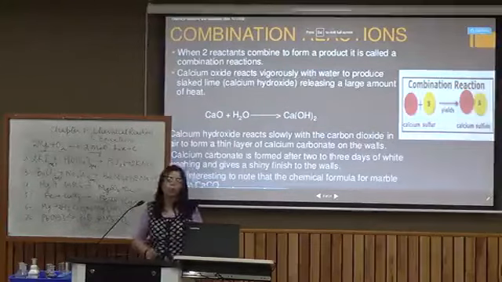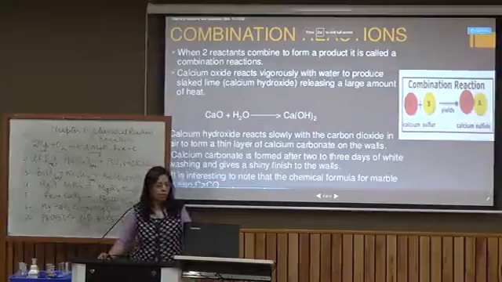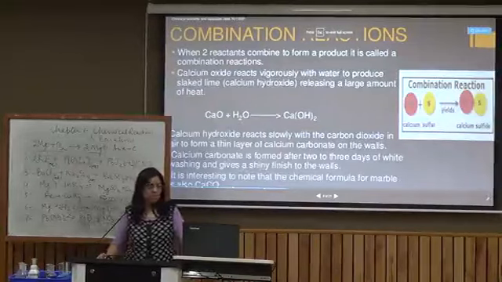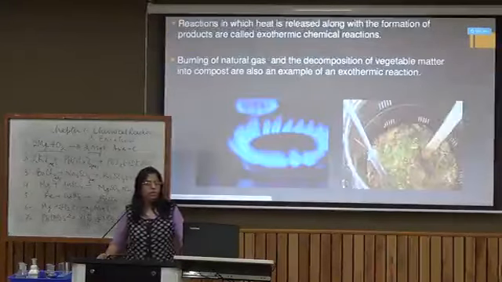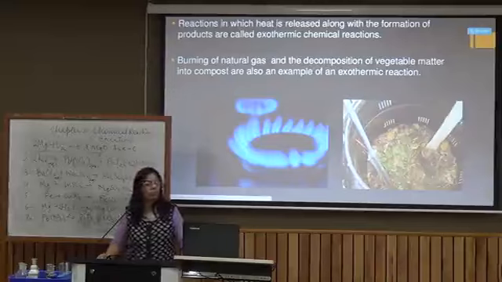Combination reactions, where 2 or more than 2 reactants combine to form a single product, like calcium oxide. In the slaking of lime, the quick lime, that is calcium oxide, when treated with water gives slaked lime. The process is known as slaking of lime. The product is slaked lime, and this reaction is accompanied by evolution of heat. So reactions in which heat is released along with the formation of products are also known as exothermic chemical reactions. Most of the combination reactions are exothermic in nature.